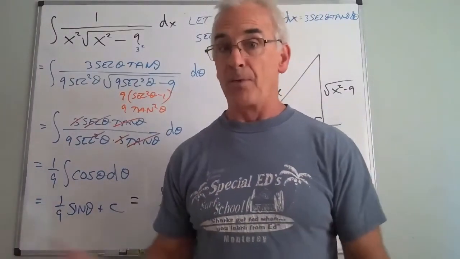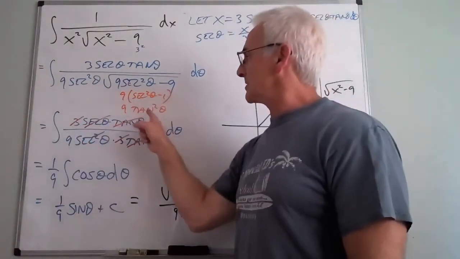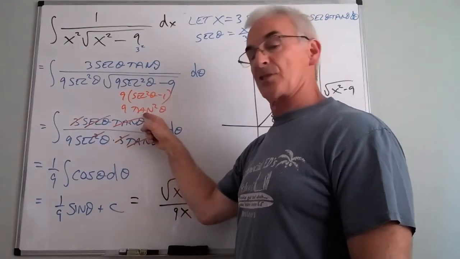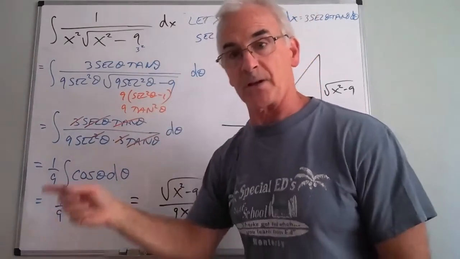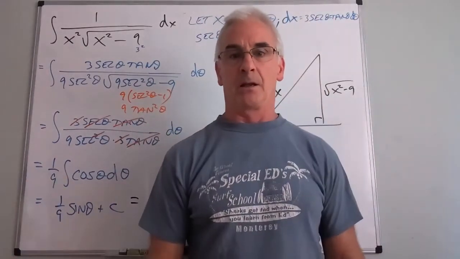And that's critical. There were no cube roots here. Why? Because when I did my trig identity, I had a 9 tan squared under a square root, which means I can evaluate it. What if I had 9 tan squared under a cube root? There's nothing I can do with that.